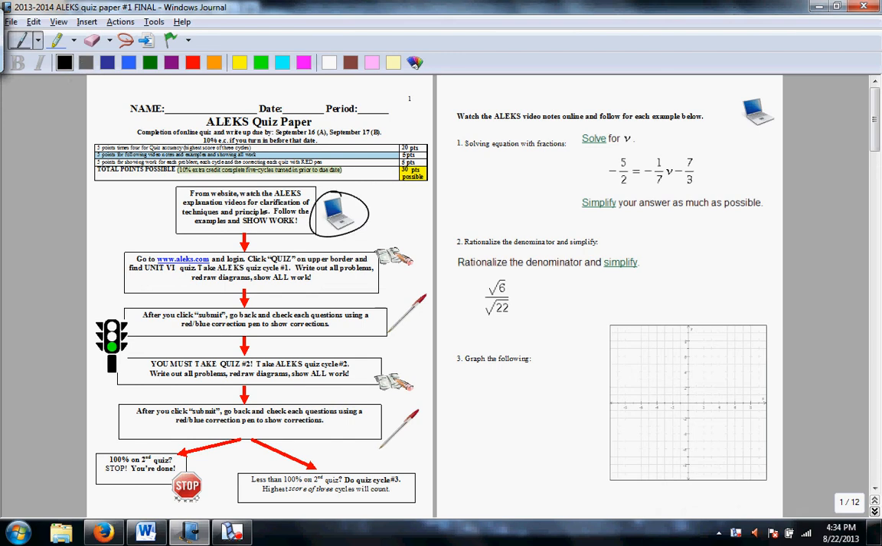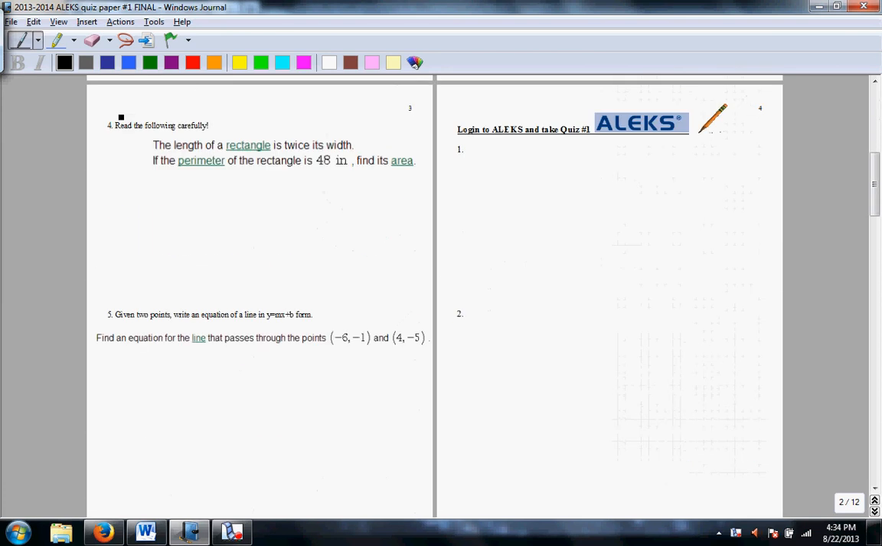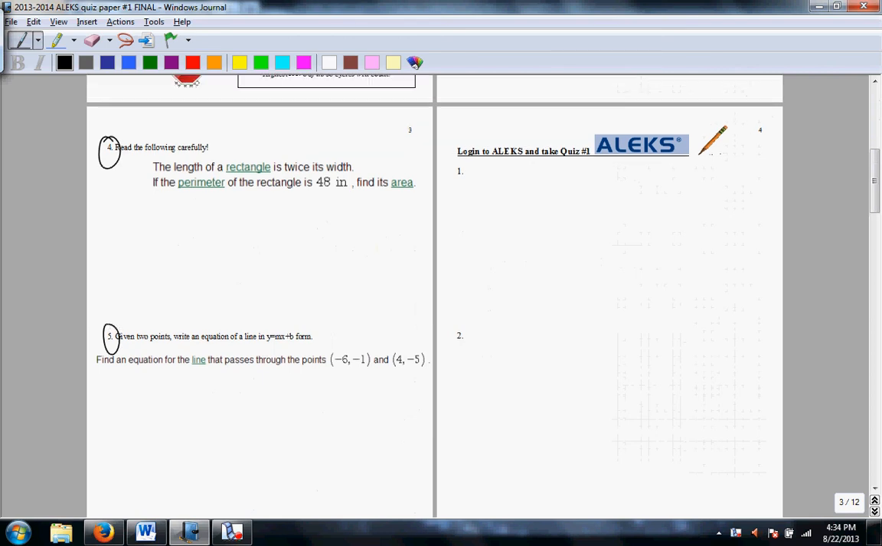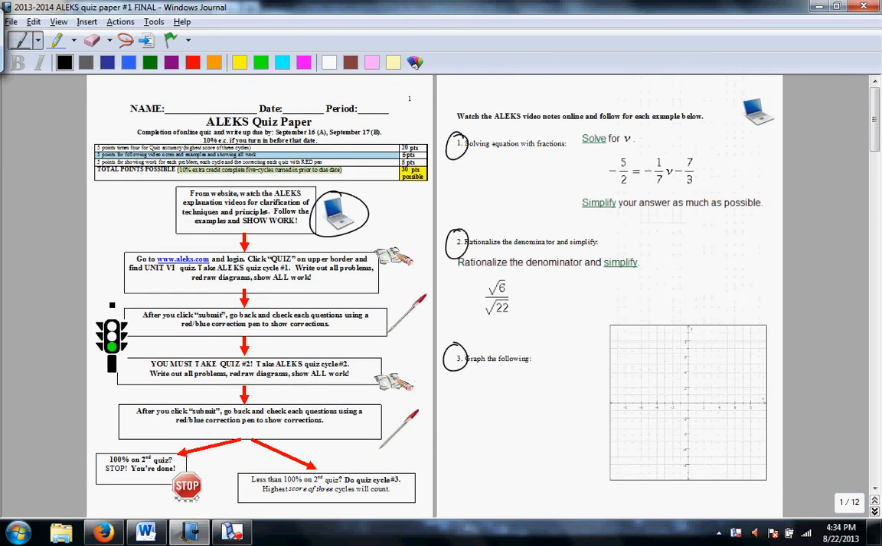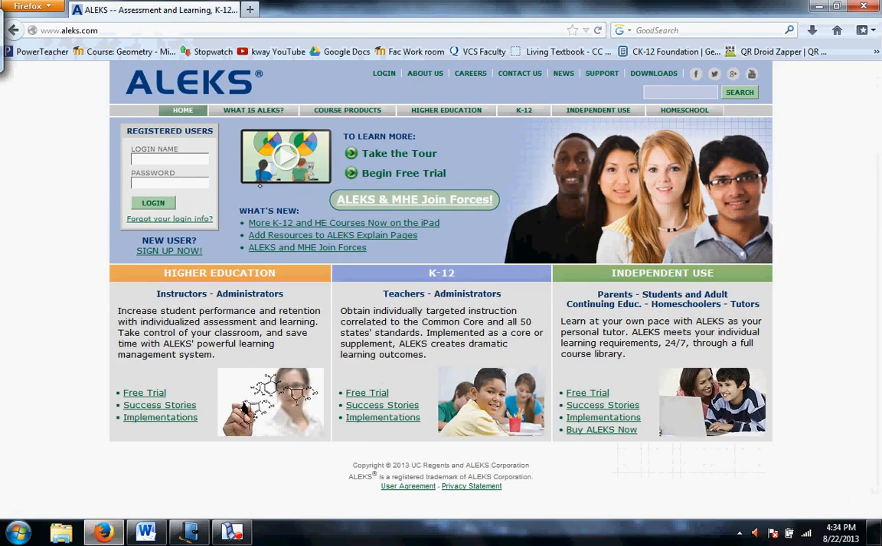It's about 20 minutes in length, and we're going to go through some sample problems, problems 1, 2, 3, 4, and 5. Most importantly, you are going to follow along, write out the notes, and show your work. After you do that, you're going to log on to ALEKS, www.aleks.com. So here's the ALEKS home site.